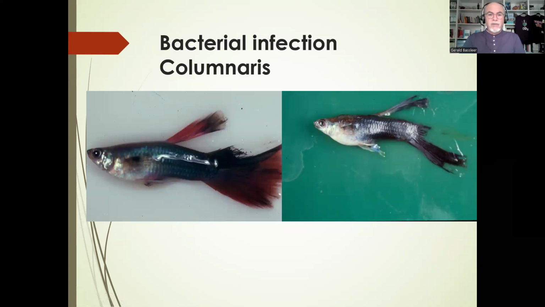Here, the bacterial infection Columnaris. You can see on the left the beginning stage with the tail rot and the fin rot at the dorsal fin. You see the colors that are disappearing and necrosis. And that same guppy, 12 hours later, is completely devastated or demolished by the bacteria.